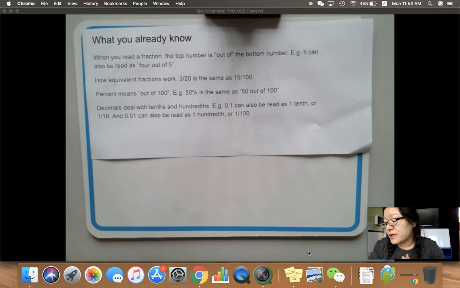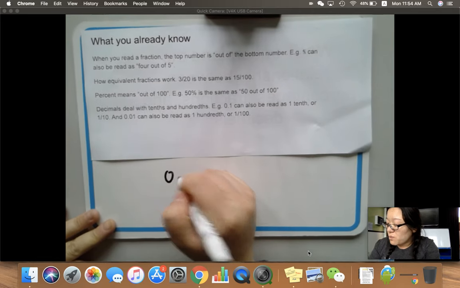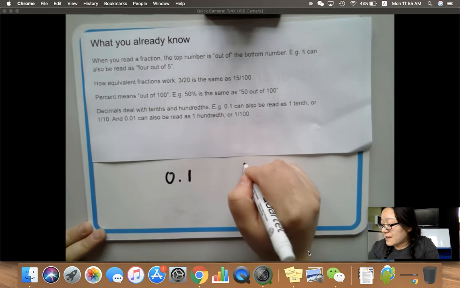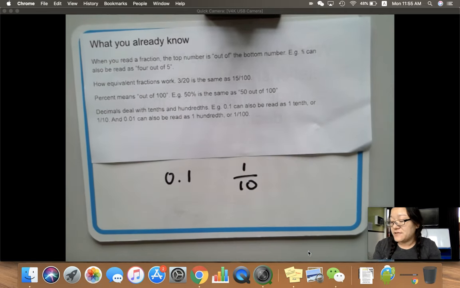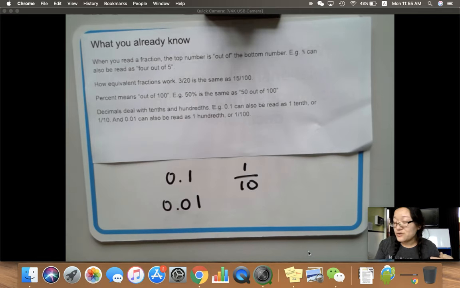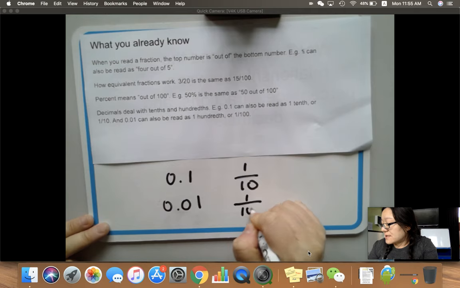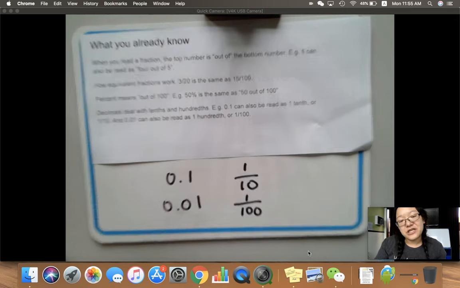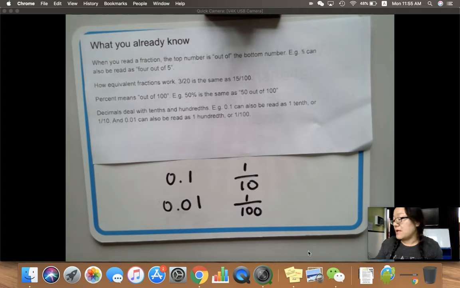Another thing that you already understand is that decimals deal with tenths and hundredths. So, for example, 0.1 can also be read as 1/10, which means 0.1 is the same as 1 out of 10. And 0.01 can also be read as 1/100th, which means it's the same as 1 out of 100. So that's some of the understandings that you should already have, or we think you already have, about the relationship between fractions, decimals, and percentages.